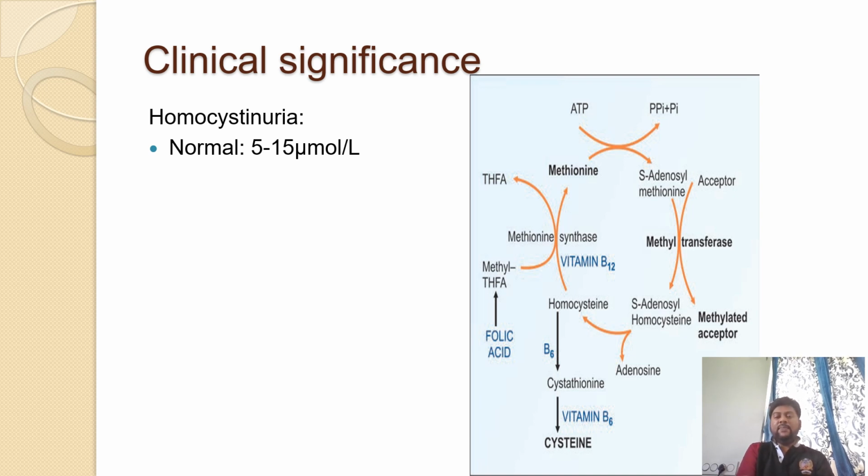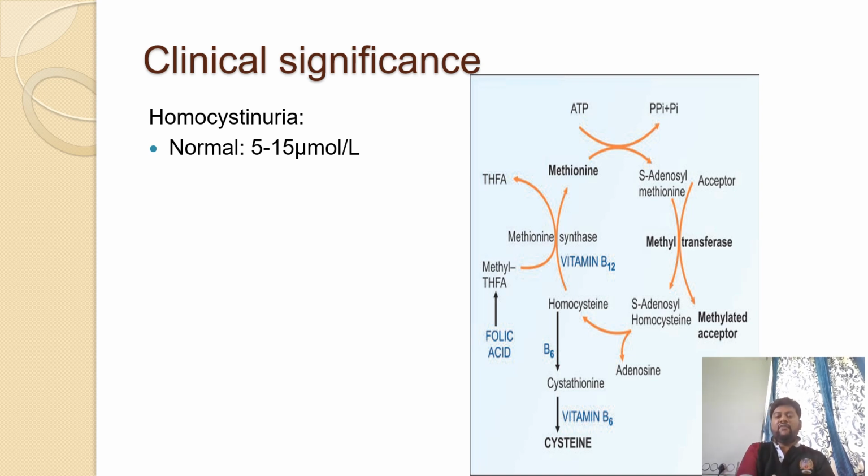One is it can be reconverted back to methionine, or it can be converted to cysteine. So these are the two different fates of homocysteine. For converting the homocysteine to methionine, we need the enzyme methionine synthase, or otherwise called homocysteine methyltransferase. This enzyme utilizes folic acid and B12 as its coenzymes. So for the conversion of homocysteine to methionine, we need the enzyme methionine synthase and the coenzymes vitamin B12 and folic acid.